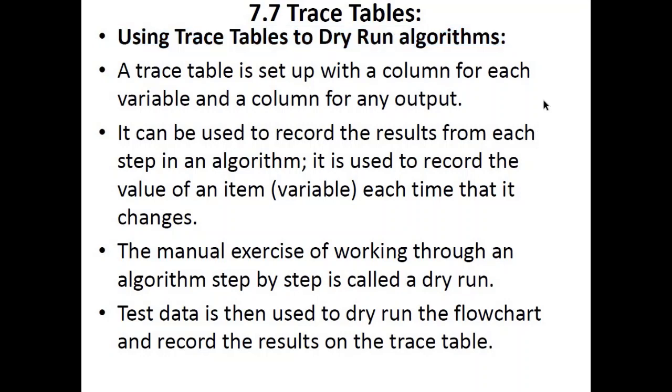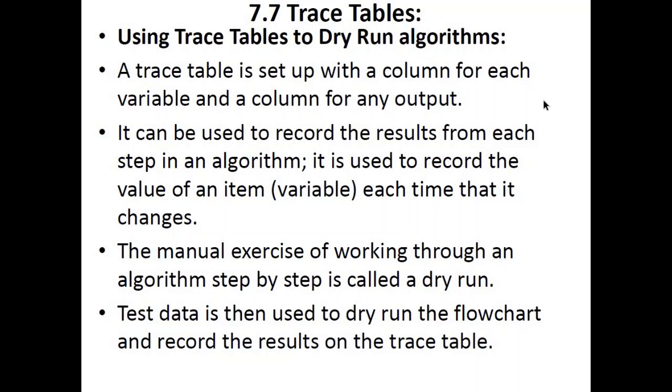A trace table is set up with a column for each variable and a column for any output. Means all of the variables in your algorithm, in your program, have one dedicated column in the trace table, and there is an additional column for the output. It can be used to record the results from each step in an algorithm. It is used to record the value of an item, a variable or constant each time that it changes. The manual exercise of working through an algorithm step by step is called a dry run.